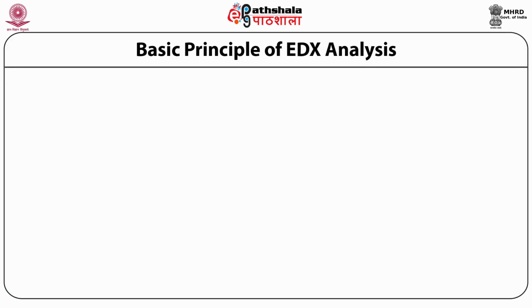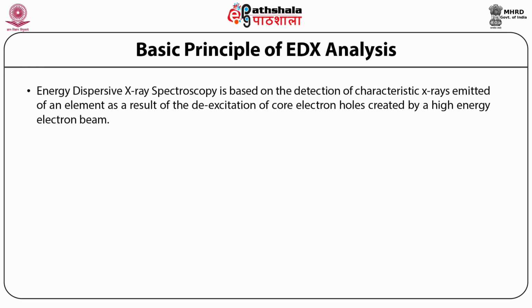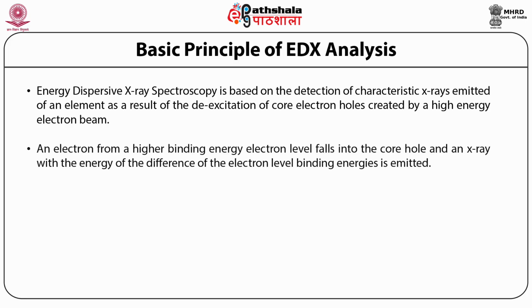The basic principle of EDX analysis. Energy dispersive X-ray spectroscopy is based on the detection of characteristic X-rays emitted from an element as a result of the de-excitation of core electron holes created by a high energy electron beam. An electron from a higher binding energy level falls into the core hole and an X-ray with the energy of the difference of the electron level binding energies is emitted.